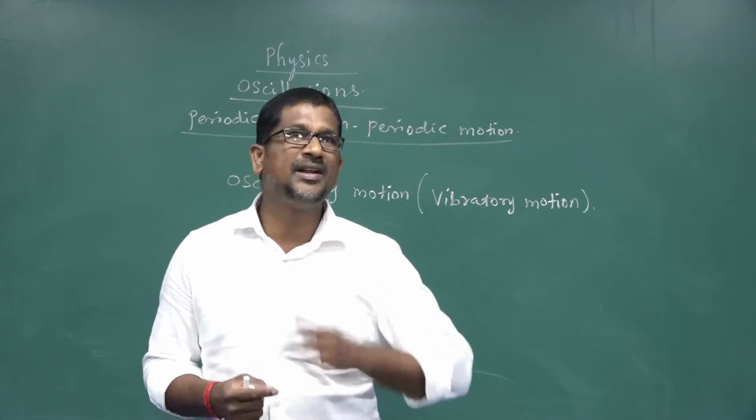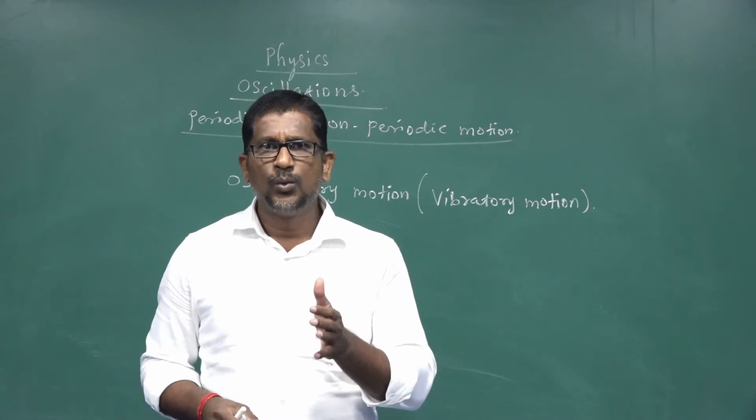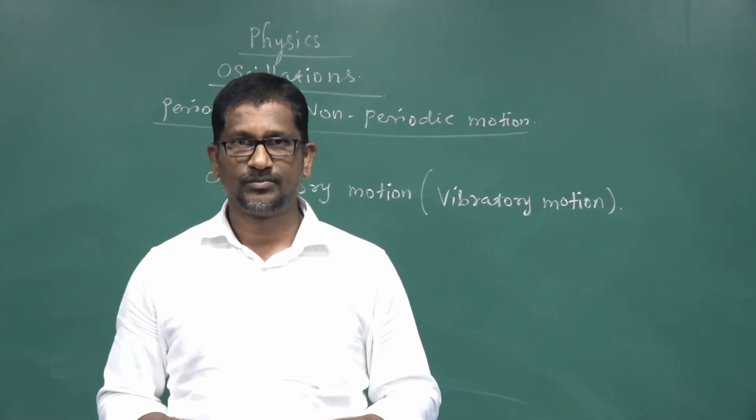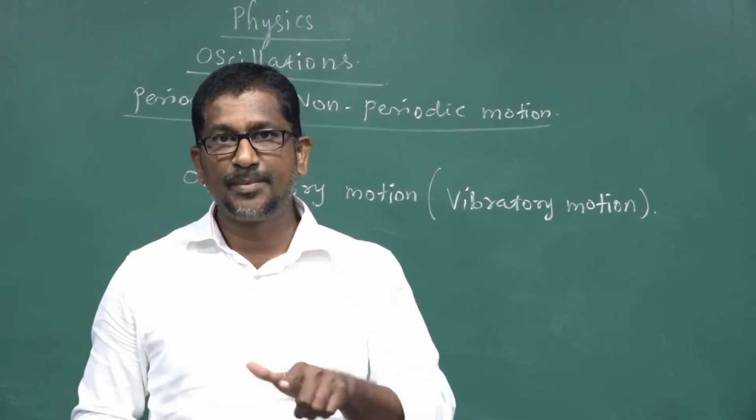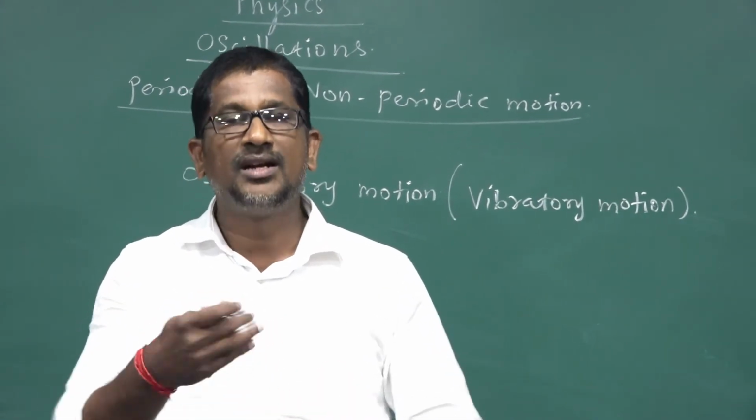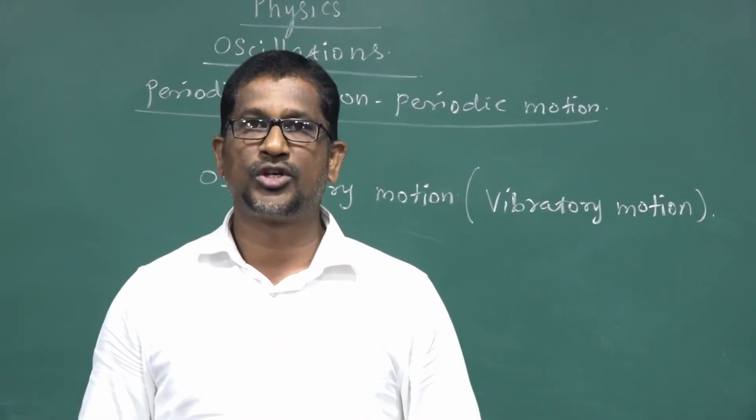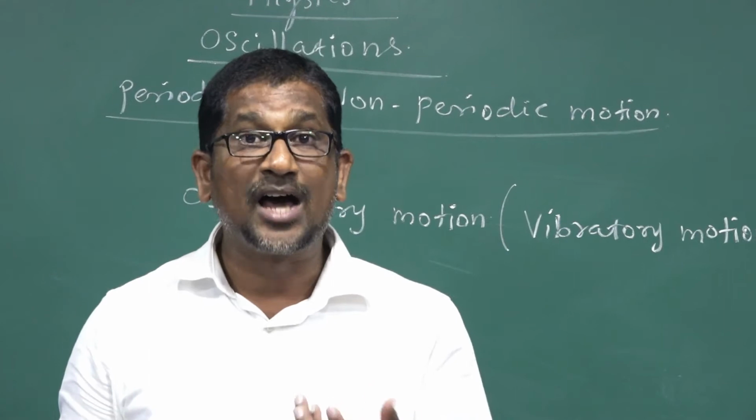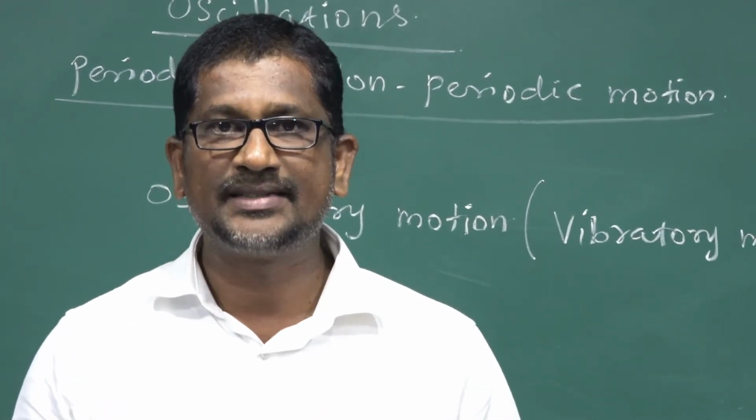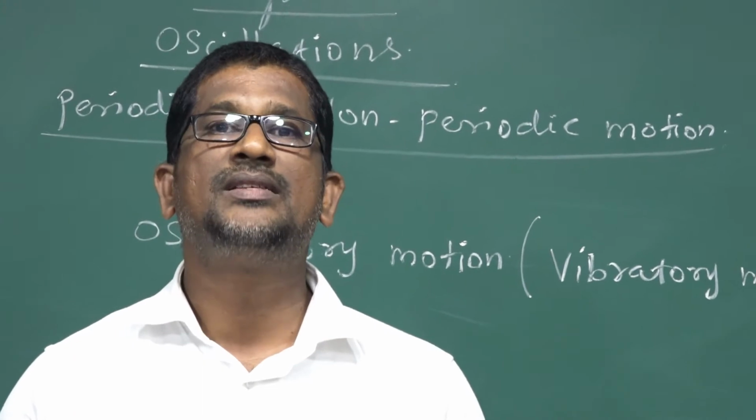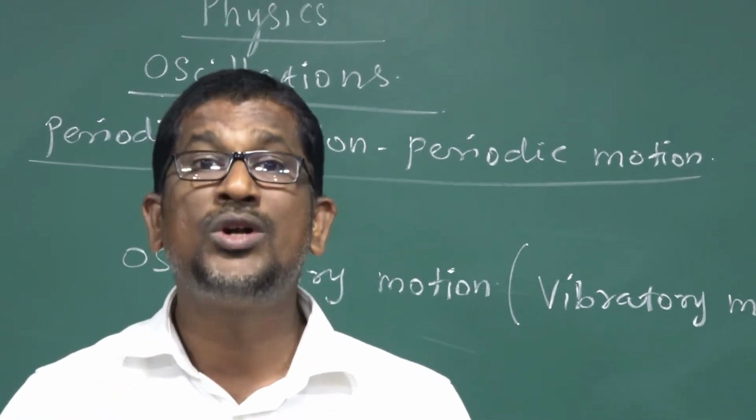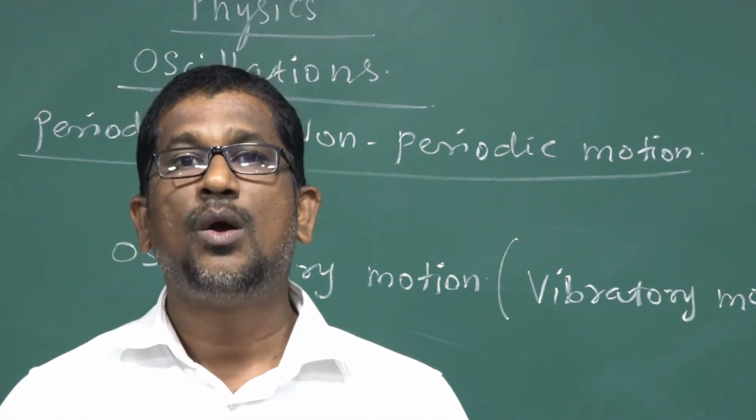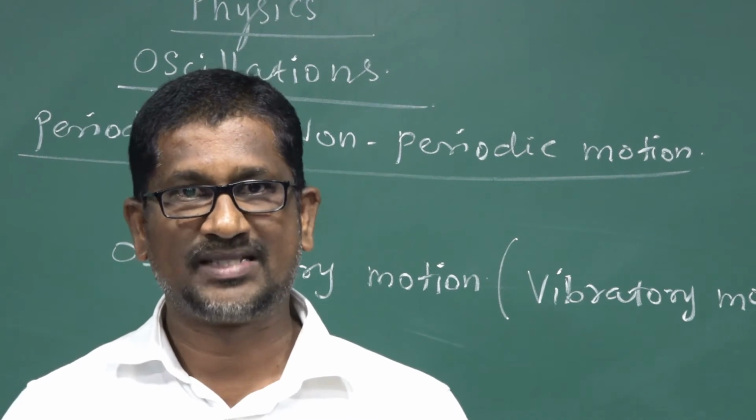Okay, what is meant by periodic motion? The motion which repeats itself after a regular interval of time is known as periodic motion. Examples of periodic motion: the revolution of planets around the sun. First example. Second, the revolution of the moon around the earth. Third, waxing and waning of the moon.